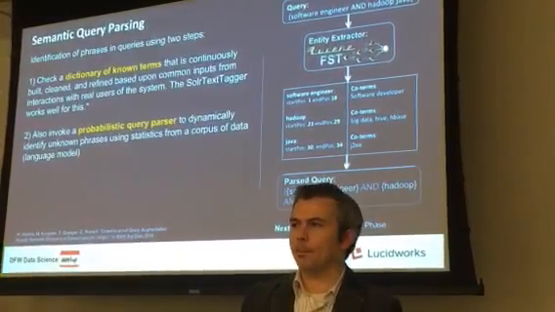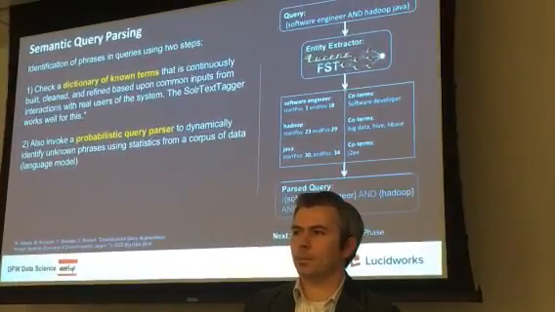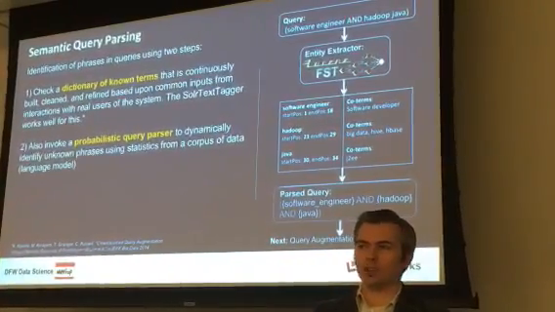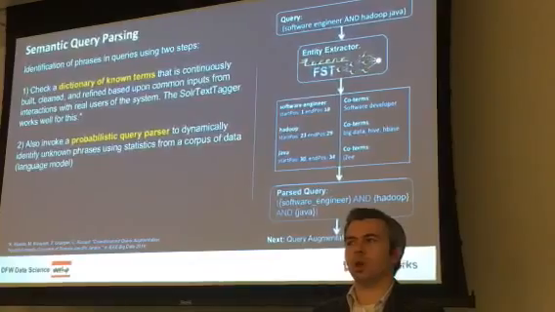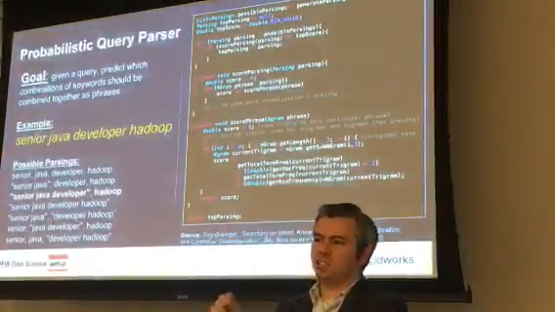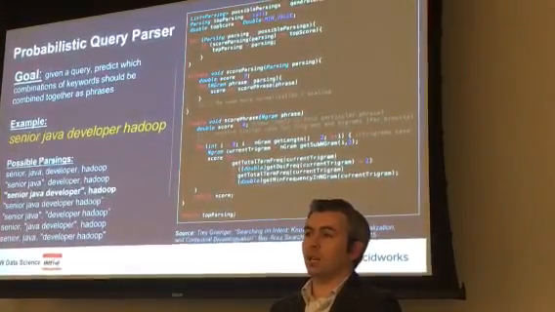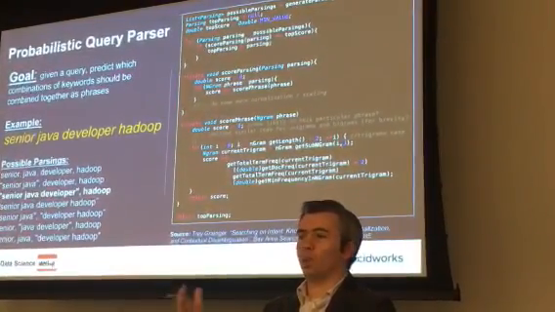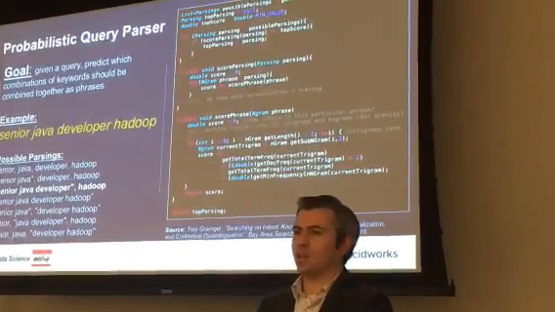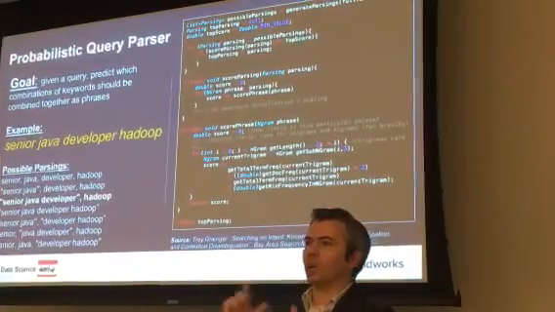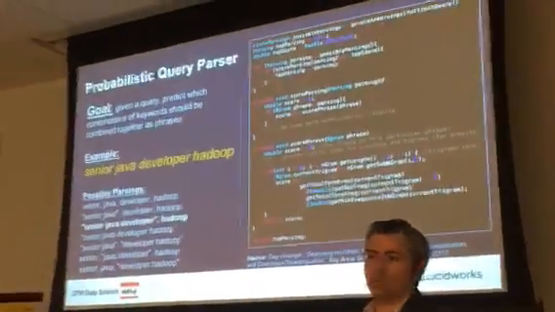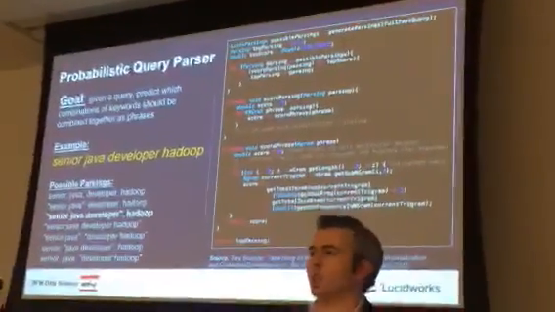But did you already tell it that Hadoop developer is a phrase? No, so that's the magic of this. If I have a taxonomy, I can use the Solr text tagger to extract something. But there are a lot of things people will search for that aren't going to be in my taxonomy. So the probabilistic query parser leverages the statistics in the inverted index, meaning how many documents does the word senior appear in? How many documents does the word software? How many documents does the word developer? And then what about senior software developer? It can look at the occurrences of them as phrases versus individual terms and use Bayes' theorem or some other statistical measure to figure out the most likely parsing of that.